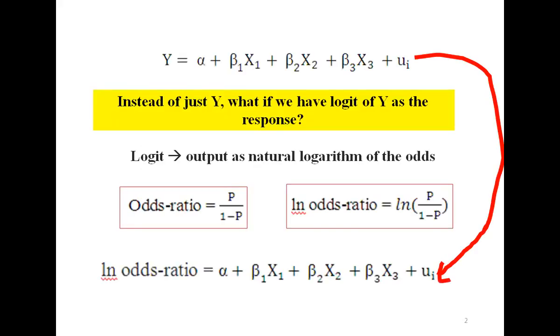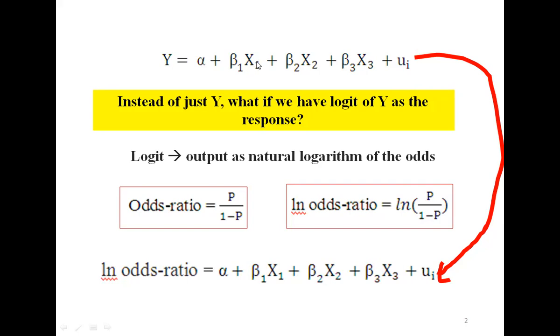Now, first, we are familiar with this regression equation, right? y is equal to alpha plus beta 1 x1 plus beta 2 x2 plus beta 3 x3 plus error term ui. So this is the error term. What is this all about? It captures the effect of all other independent variables which have not been included in the model.